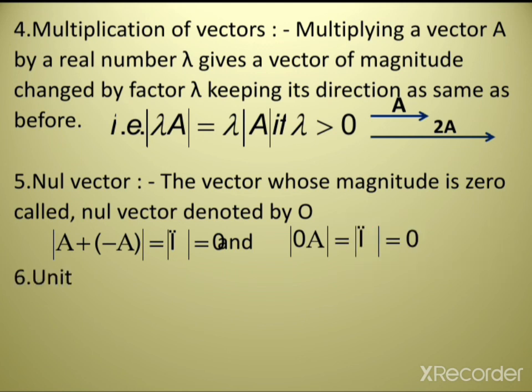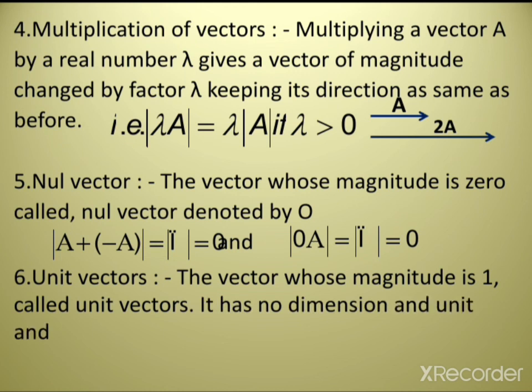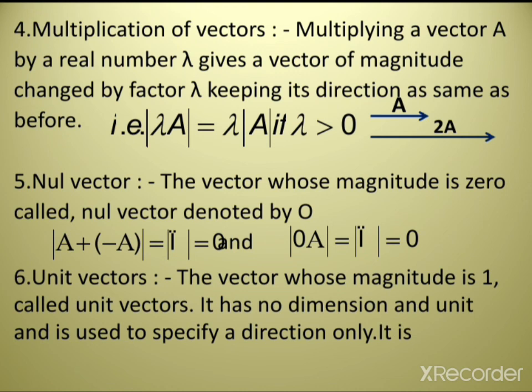So next one is the unit vector. A unit vector is one whose magnitude is 1. It has no dimension and unit, and it is used only to specify a direction. It is denoted by a letter with a cap over the letter.